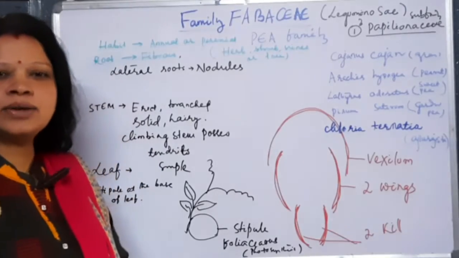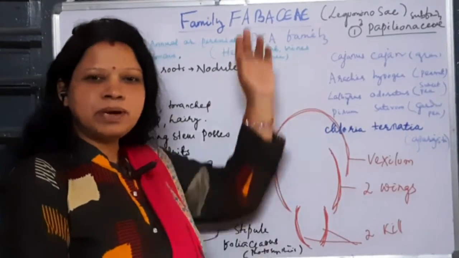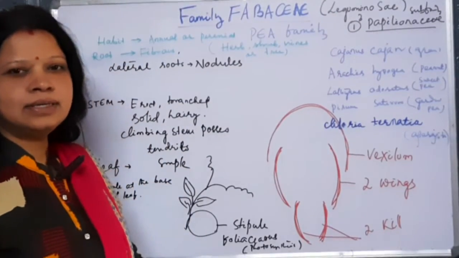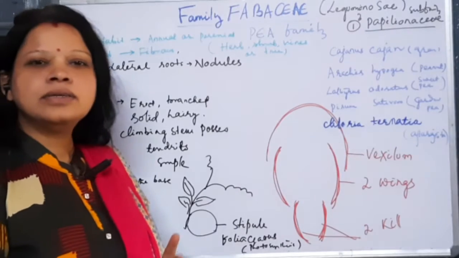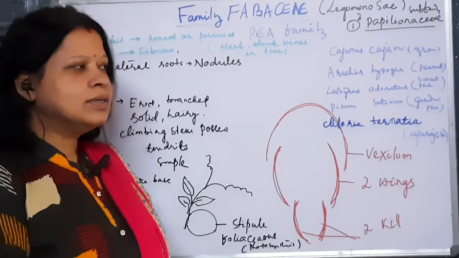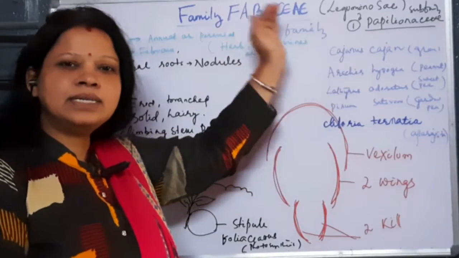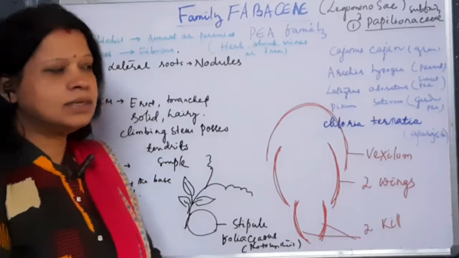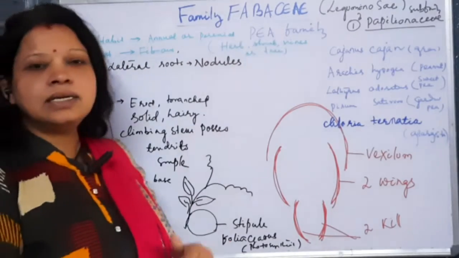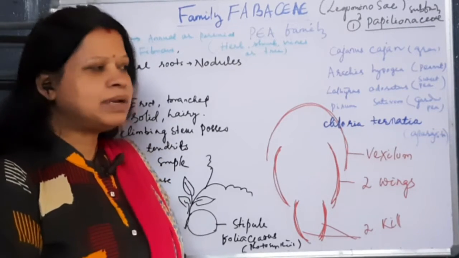Fabaceae or Leguminosae. According to Bentham and Hooker, the Fabaceae family is divided into three subfamilies, that is Papilionaceae, Caesalpiniaceae, and Mimosaceae. Some taxonomists say that these are different families. This Fabaceae family is also known as the pea family or legume family.